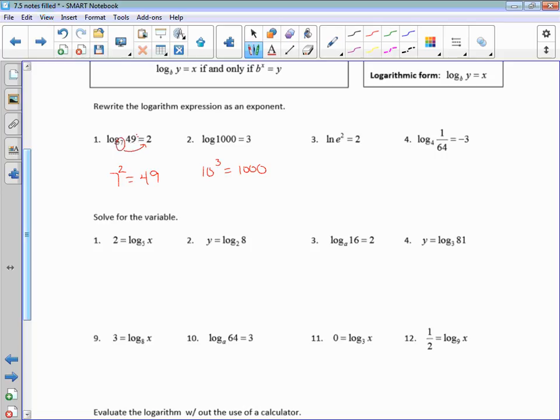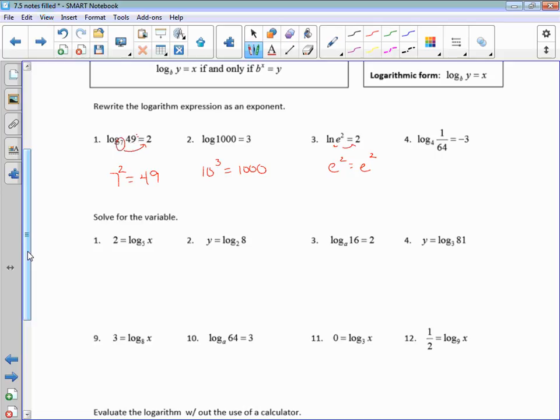Okay with that? Alright, so number three, again, that's natural log. Your base is not listed. What is your base? E. So the base is E, that's not written in there. So E squared equals E squared. Okay.